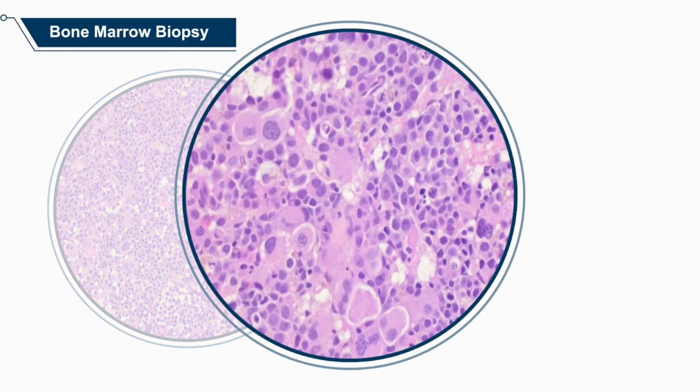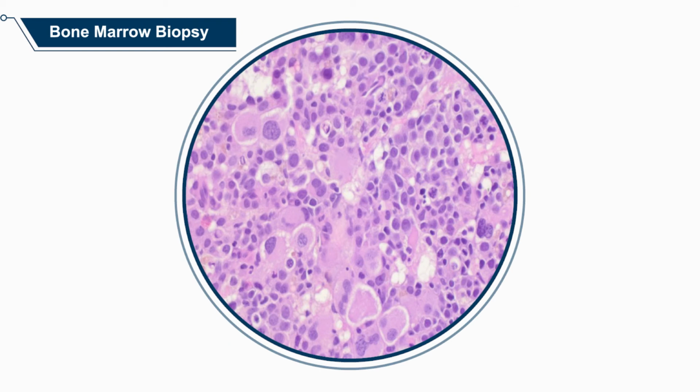This is a higher power image, again, showing the megakaryocytes here that are dysplastic, a decreased myeloid to erythroid ratio, as well as increased immature cells that are mononuclear. They have open chromatin and prominent nucleoli, suggesting that they are immature cells and blasts.